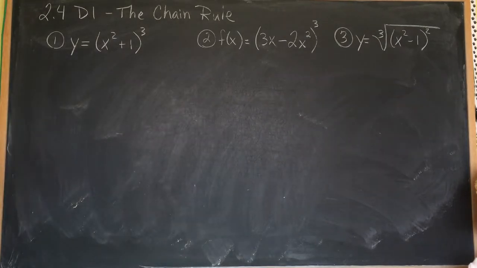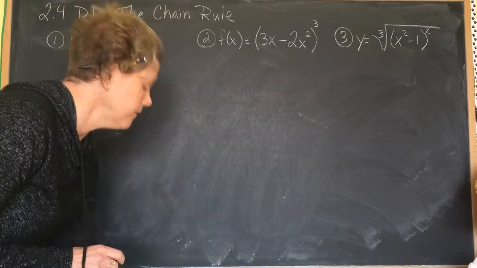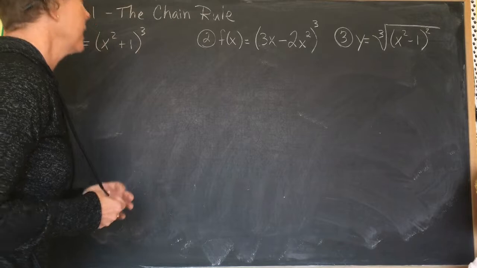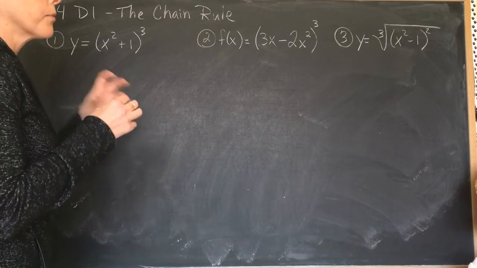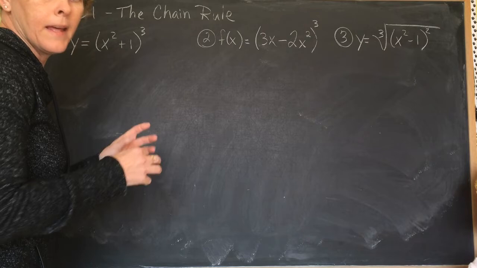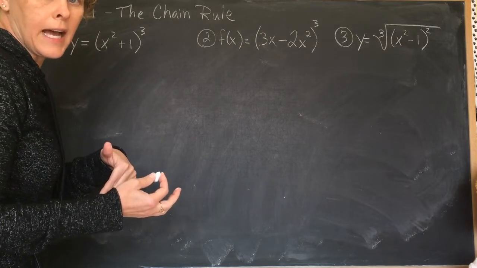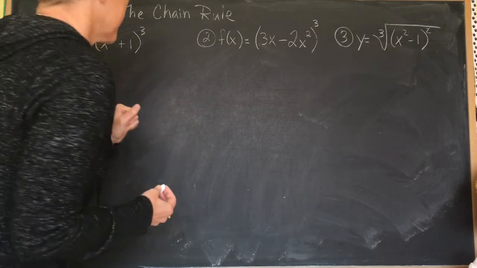2.4, day 1. All right, we have 5 examples we're going to look at today. So today we're talking about the chain rule, and the chain rule means take the derivative of the whole thing, then take the derivative of the inside. Okay, so I'll write that out for you in a second here.